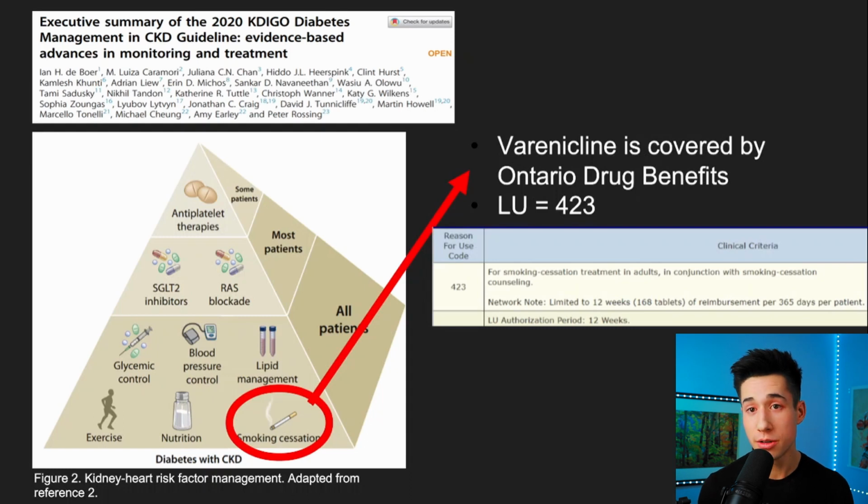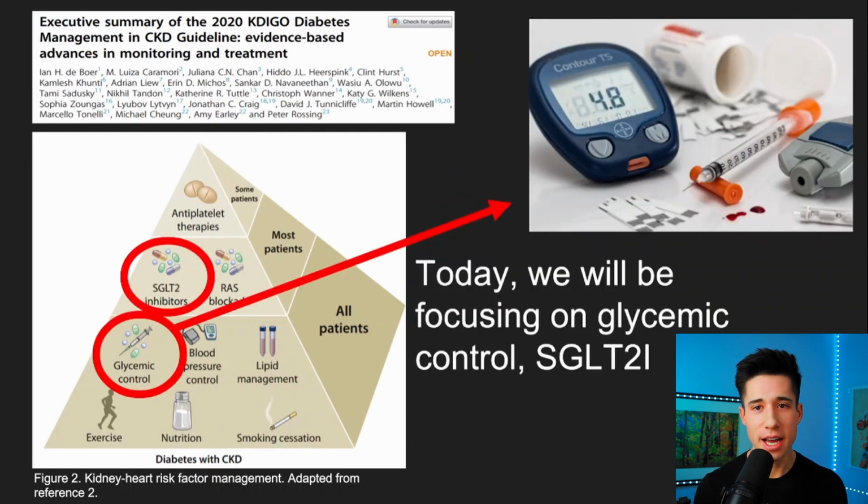However, if they've already used Varenicline within the last 12 months, then you might have to wait a little while until you can use that LU code again. Just something to consider. And yeah, that's pretty much all of the major things that we should be considering.